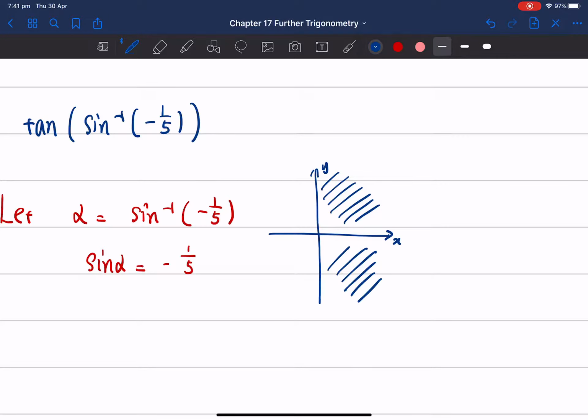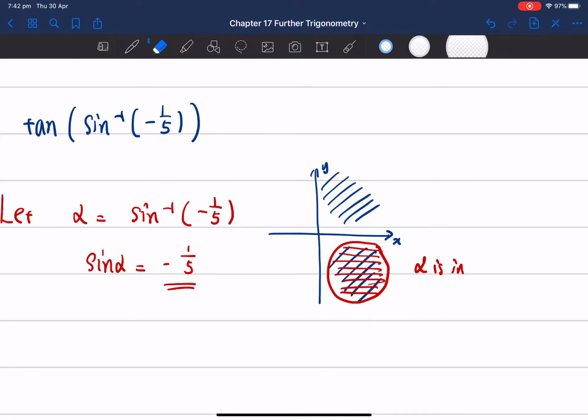But this is not enough. We need to have more information. This is negative 1 on 5, so sine is negative in the fourth quadrant. That tells you it's the fourth quadrant angle. Alpha is in the fourth quadrant.